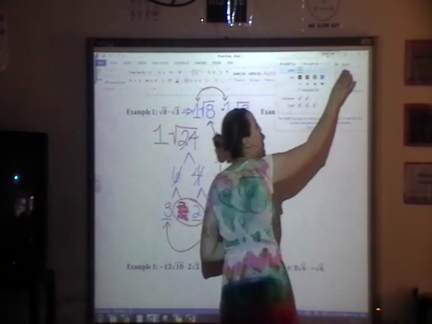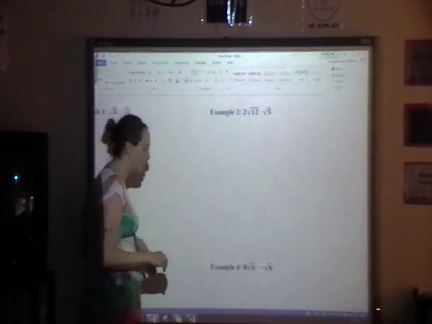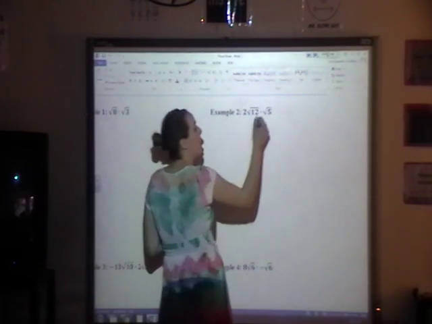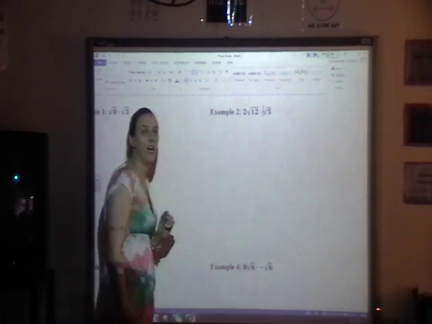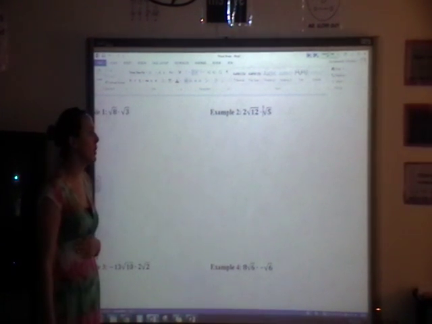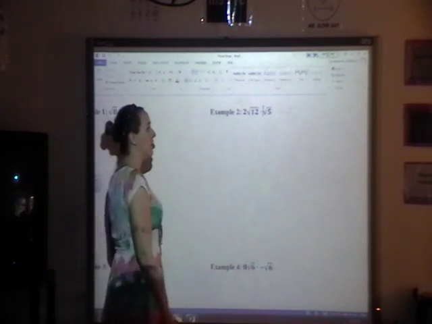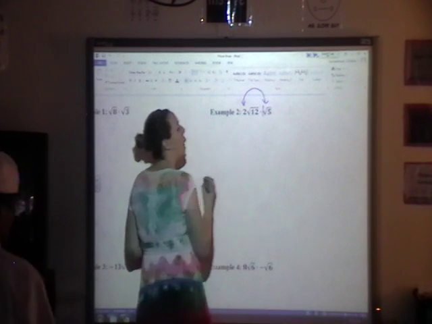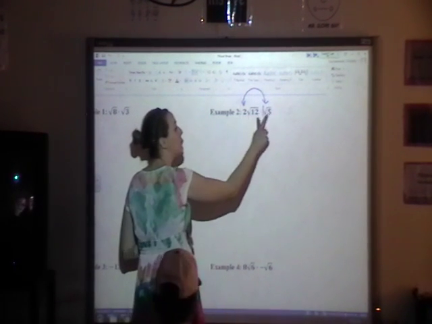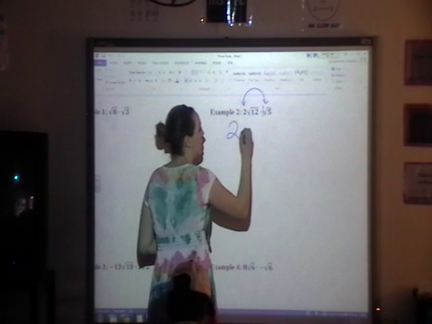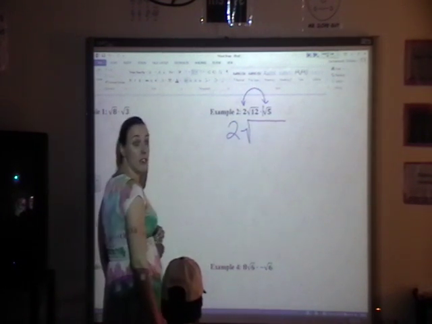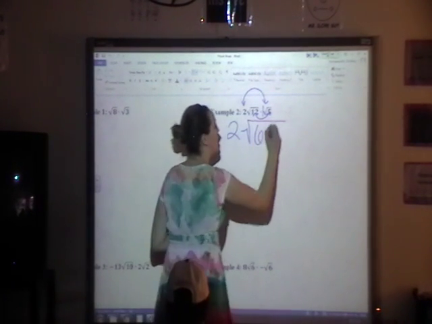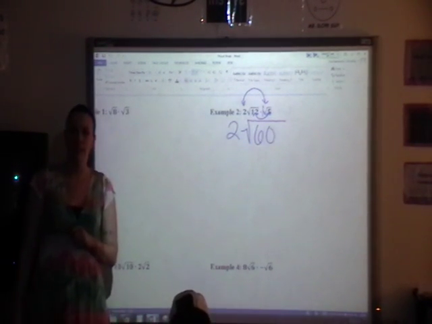Okay. Example 2. We have 2 radical 12 times radical 5. So now I'm not going to rewrite this. I'm just going to say, remember, if we don't have a number on the outside, we have an imaginary 1. So we have 2 radical 12 times 1 radical 5. Step 1 says multiply your outside numbers together. So what is 2 times 1? 2. Then the next thing is multiply your inside, guys. What's 12 times 5? 60. So we have 2 radical 60.